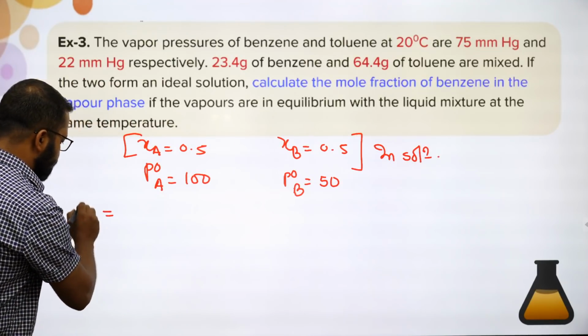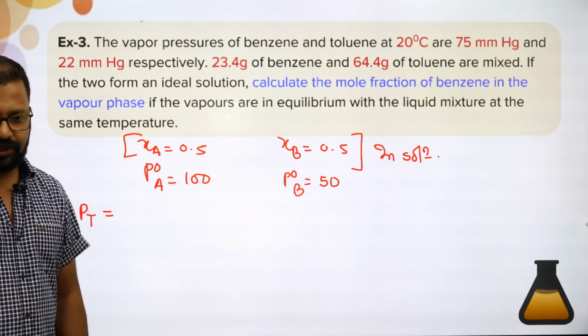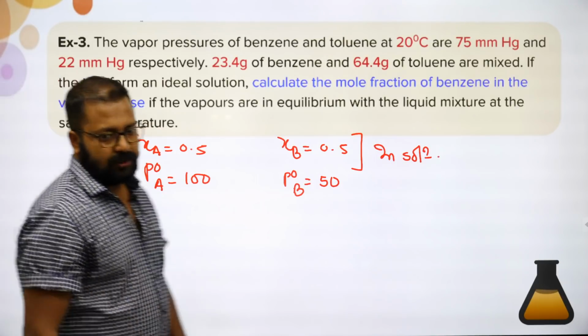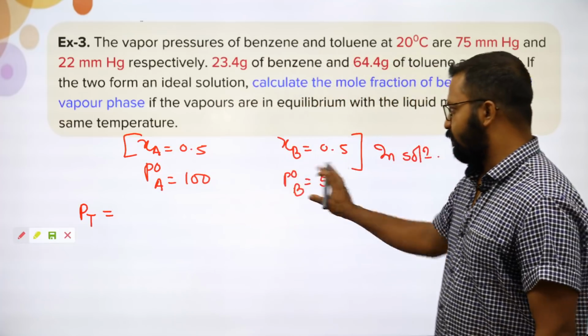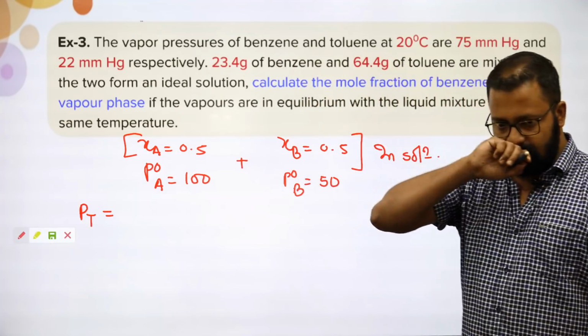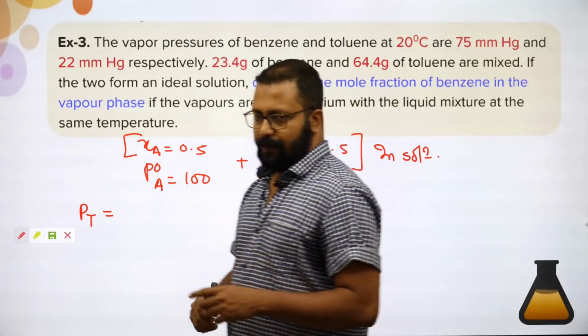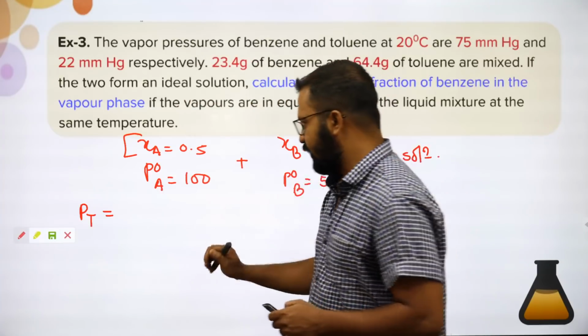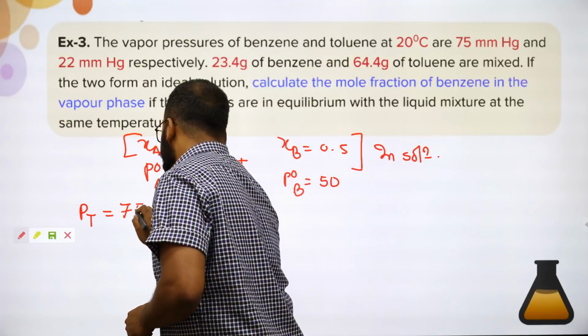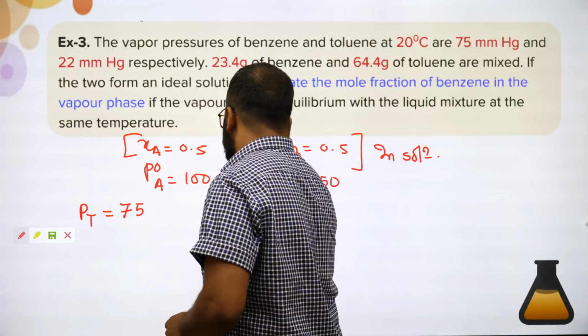What will be the total vapor pressure? Can anybody tell me what will be the total vapor pressure for this solution if both of them are mixed? 75. Very nice. Vapor pressure will be 75. Let's say this is in mm.